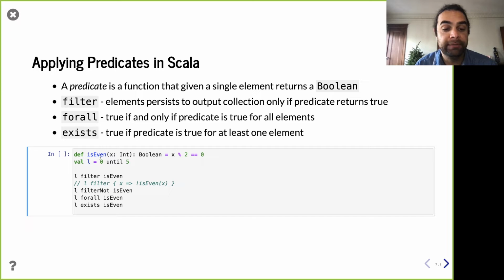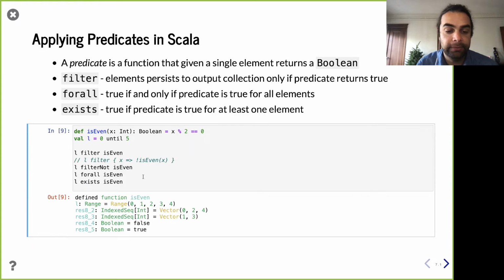So let's say, for example, we define a function isEven. You can see it returns a Boolean, checking whether it's divisible by 2. Given that, we can go ahead and filter. Given this range L, we can apply a filter, and guess what? Those are even numbers, including 0, because we defined it that way.